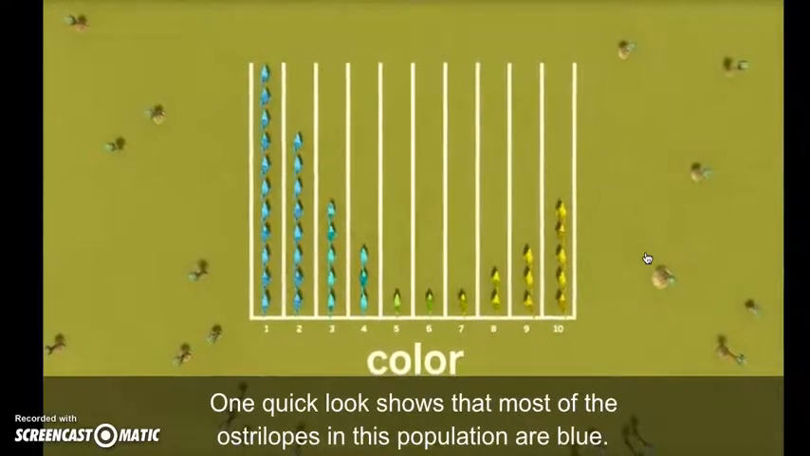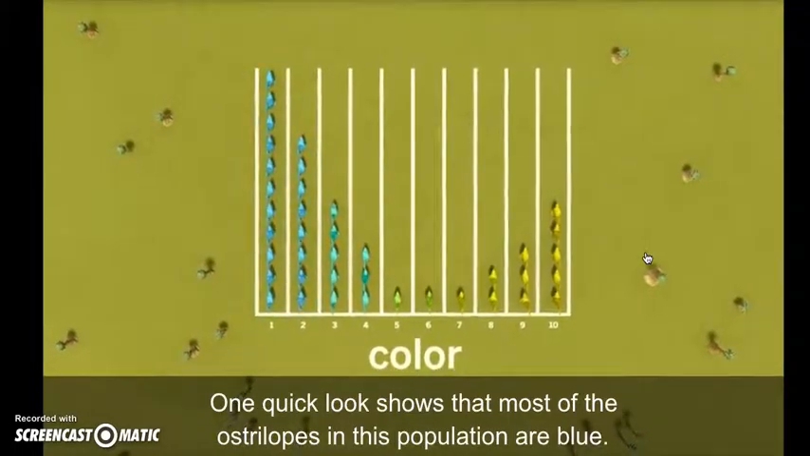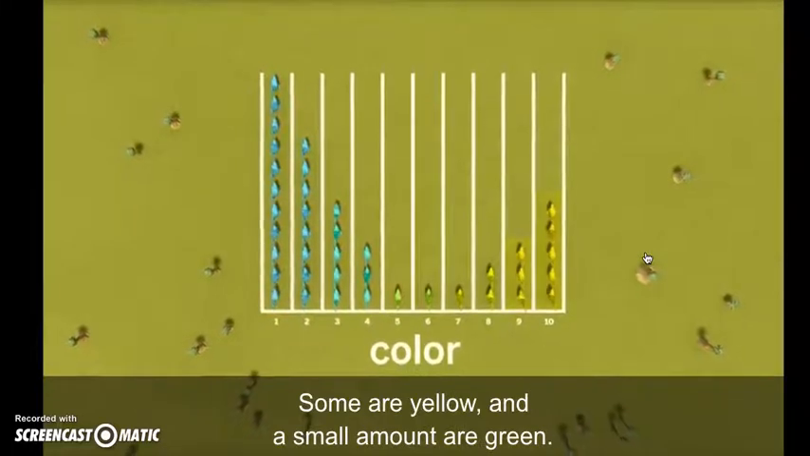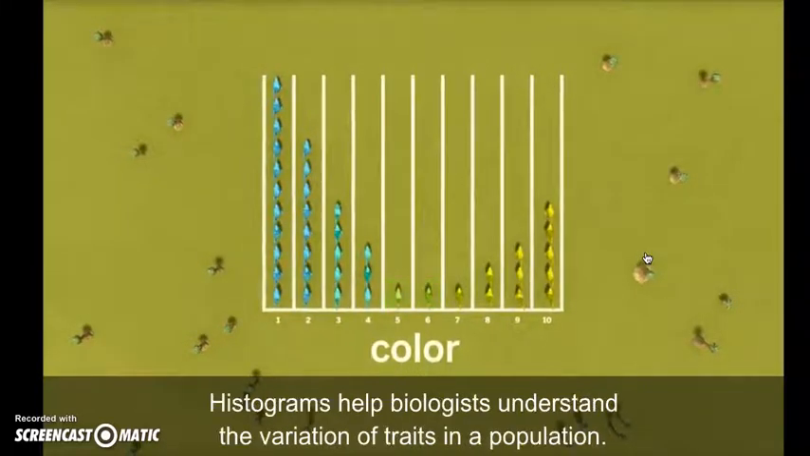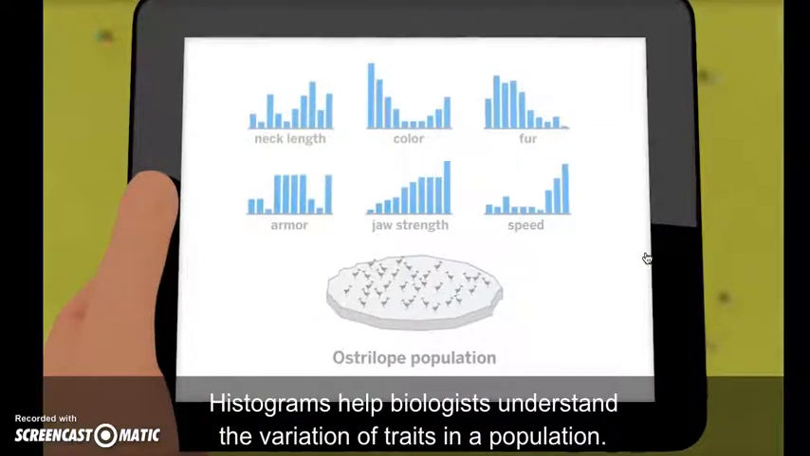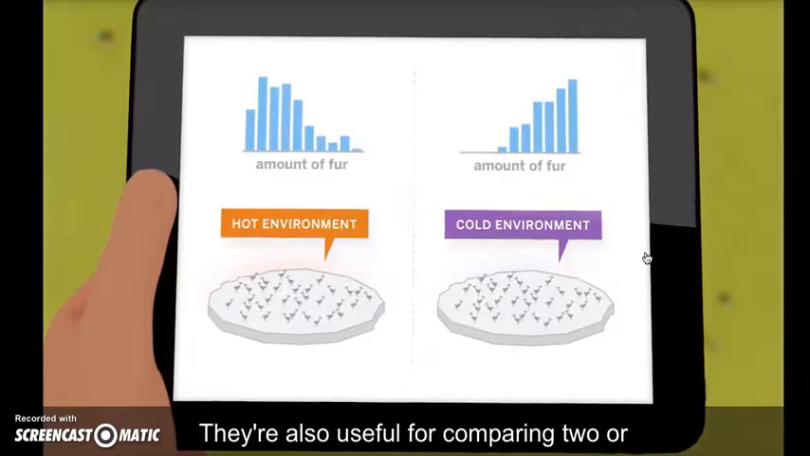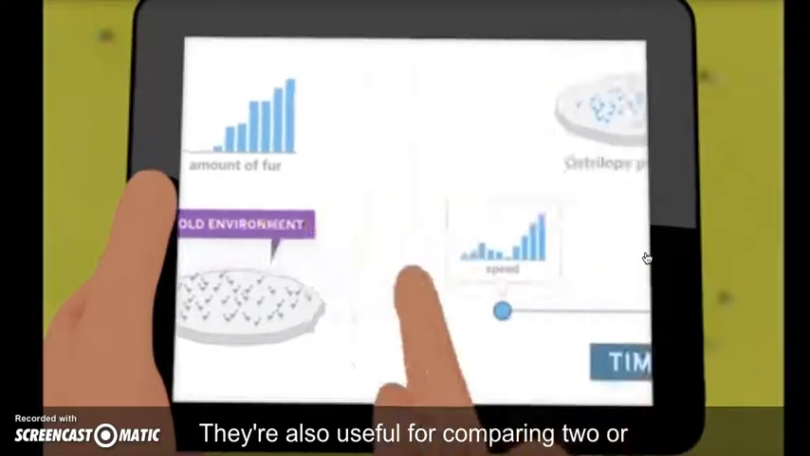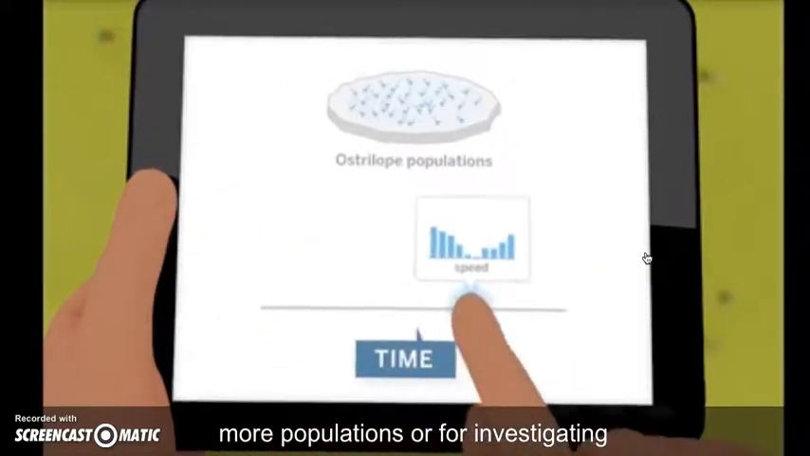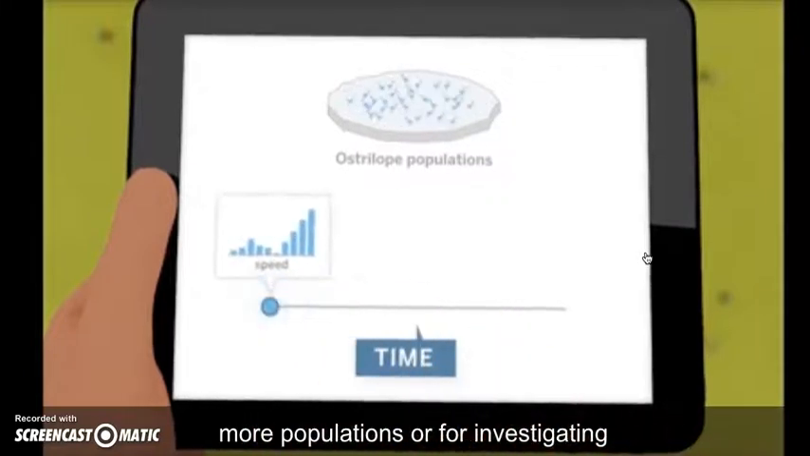One quick look shows that most of the australopes in this population are blue, some are yellow, and a small amount are green. Histograms help biologists understand the variation of traits in a population. They are also useful for comparing two or more populations, or for investigating how populations change over time.